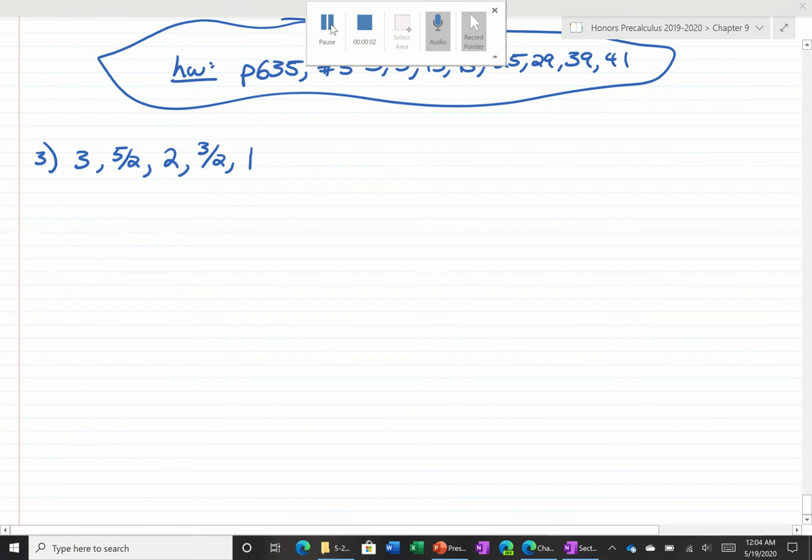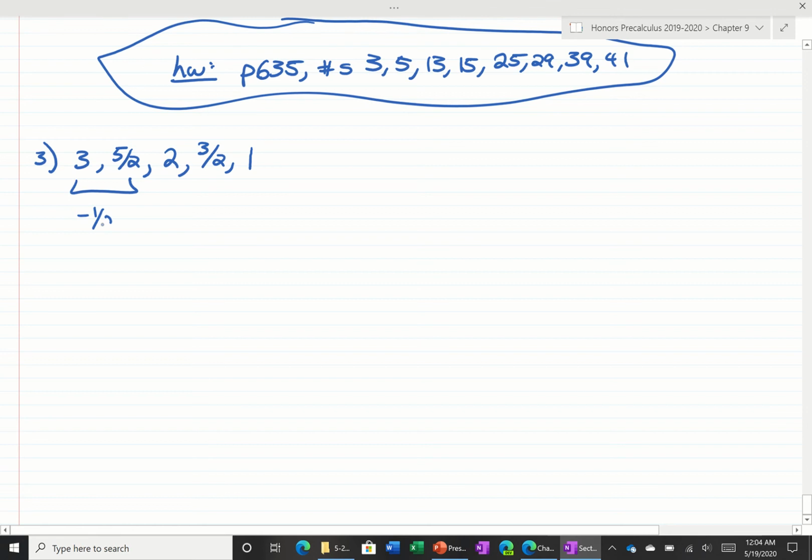Alright, so I'm going to take a look at the homework here. For number 3, it's asking, is it an arithmetic sequence? If so, what's the common difference? So 2.5 minus 3 is negative 1/2. 2 minus 2.5 is negative 1/2. 1.5 minus 2 is negative 1/2. So it looks like our common difference here is negative 1/2.